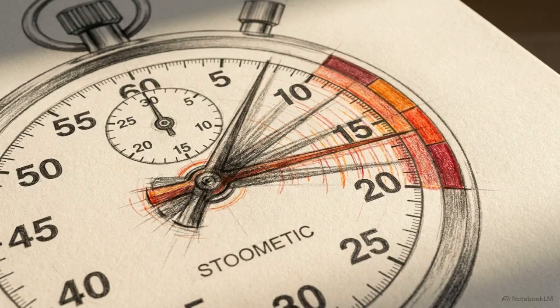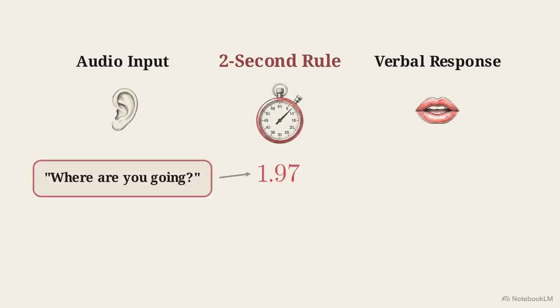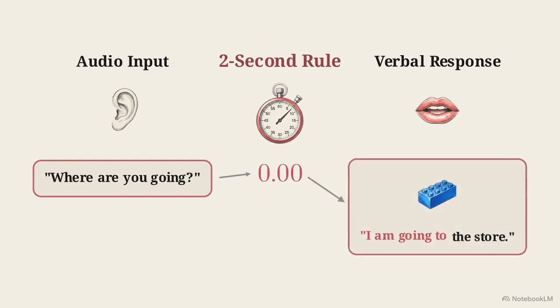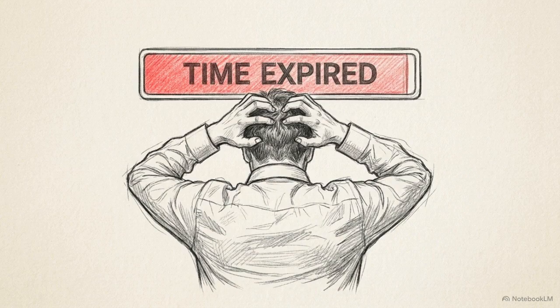You ask yourself a simple question out loud, and you force yourself to answer it in under 2 seconds. This timing graphic shows exactly how fast this action needs to happen. You ask, where are you going? 1, 2, I am going to the store. If you try to craft a long, complex response with perfect grammar under this pressure, you will run out of time, and your brain will default right back to translating.